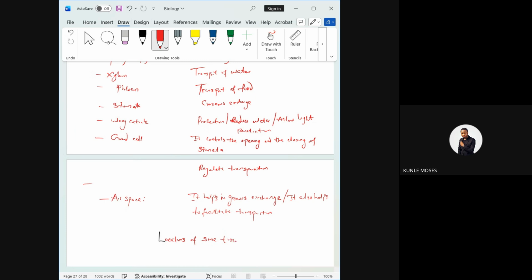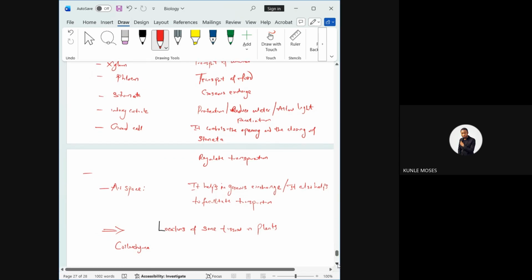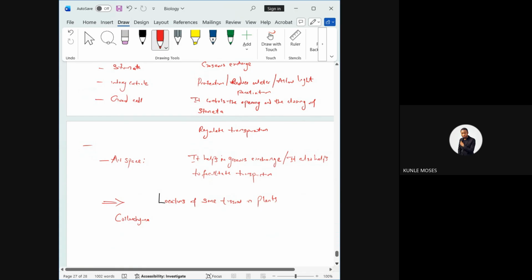Some tissues. Implants is another subtopic. Collenchyma. Hope you understand the function of collenchyma, what we treated last week: collenchyma, sclerenchyma, parenchyma.